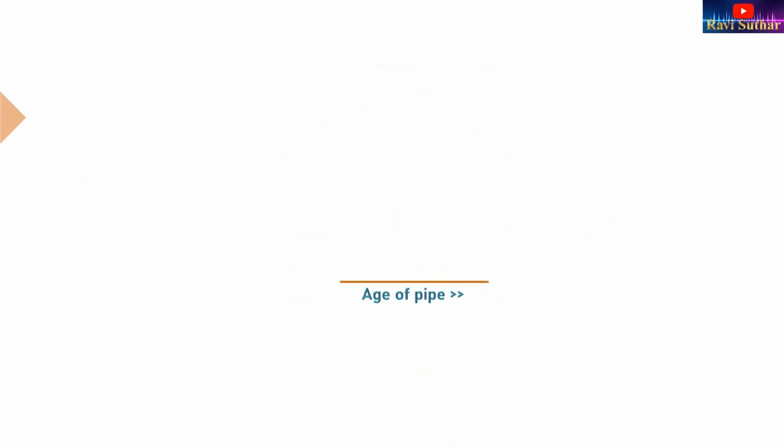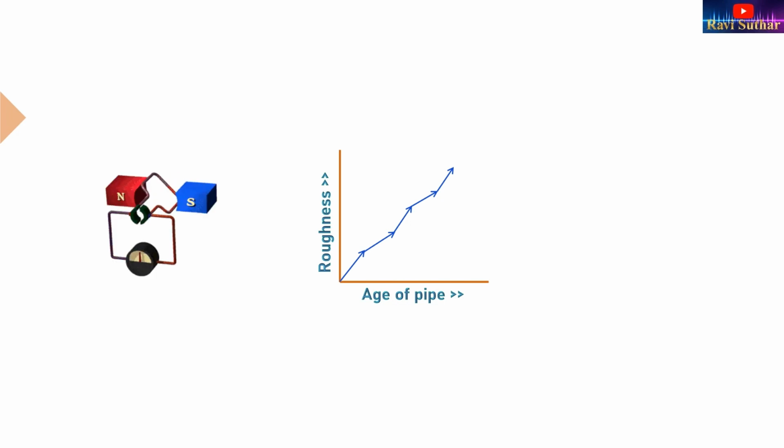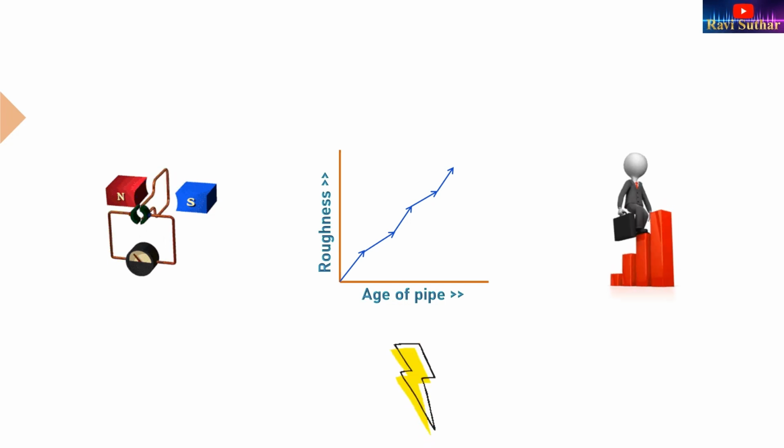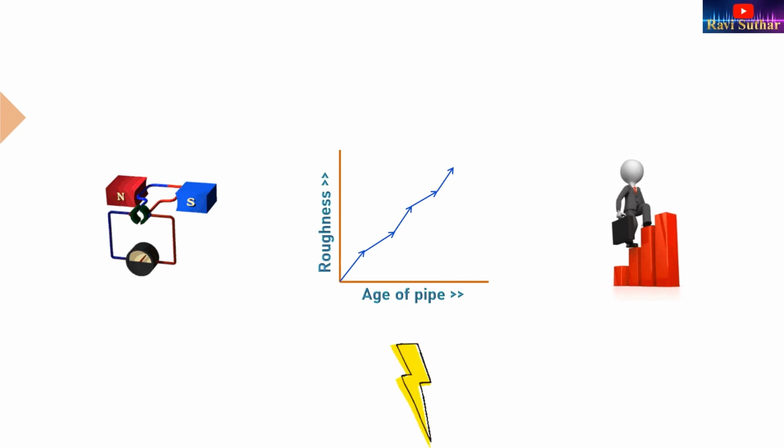If we draw a graph between age of pipe and roughness, we see that roughness increases with the age of the pipe. The head required to pump a flow increases, and the motor associated with the pumps needs more electricity, so more opex is required to pay large electricity bills.